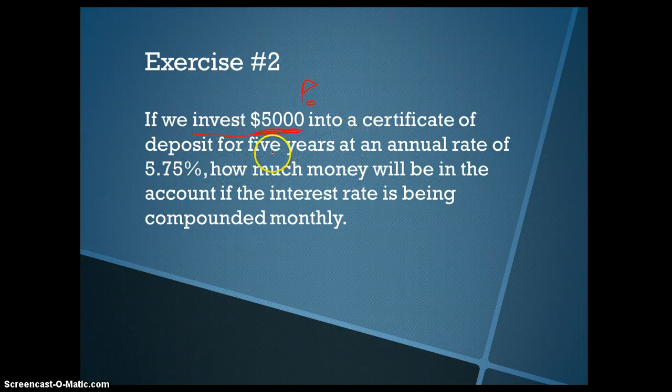So we ask ourselves, what's another variable that we notice? Again, we noticed 5 years, that is our variable T. And we're also given an annual rate of 5.75%. And then it asks us how much money will be accounted for, so we're looking for a total S.